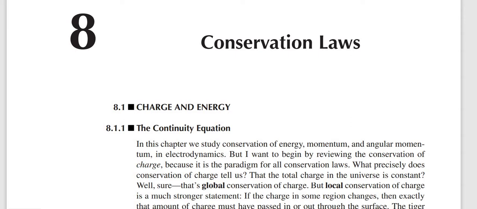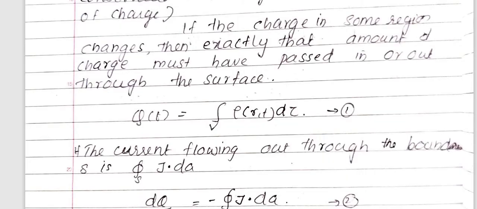But when we deal with physics, the local conservation of charge is more important. That is treated as conservation of charge in the case of physics. Okay, then what is local conservation of charge? It is nothing but this: if the charge in some region changes, then exactly that amount of charge must have passed in or out through the surface.